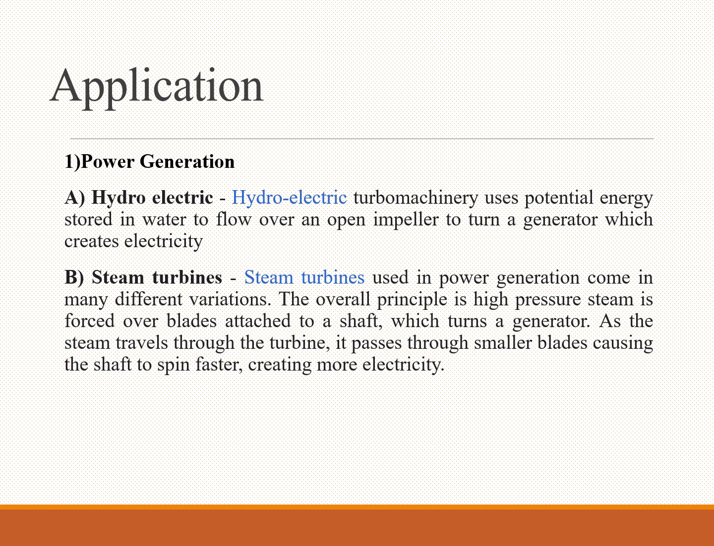Steam turbines used in power generation come in many different variations. The overall principle is high pressure steam is forced over blades attached to a shaft, which turns a generator. As the steam travels through the turbine, it passes through smaller blades, causing the shaft to spin faster, creating more electricity.